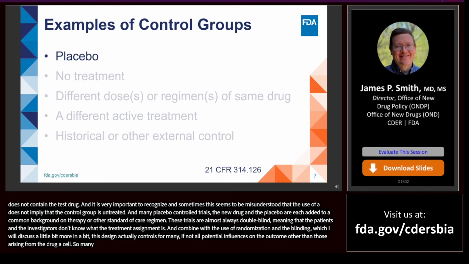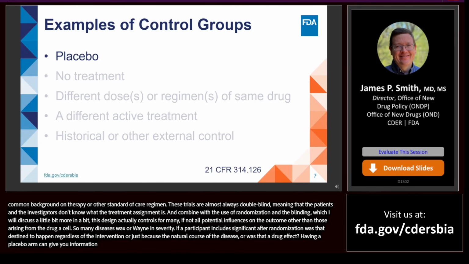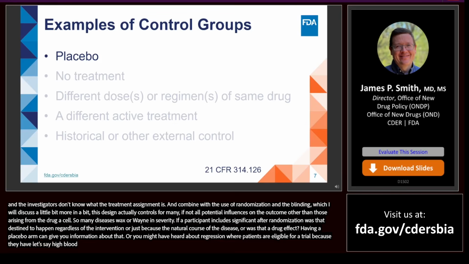Or you might have heard about regression to the mean, where patients are eligible for a trial because they have, let's say, high blood pressure. So a high blood pressure reading gets them into the trial, but that might have been kind of a random high for them just from day-to-day variability. And in those cases, over time, even without treatment, their blood pressure would usually fall back to that patient's average. And so having a placebo group can help assess for that and can show what would have happened to a group in the absence of treatment.